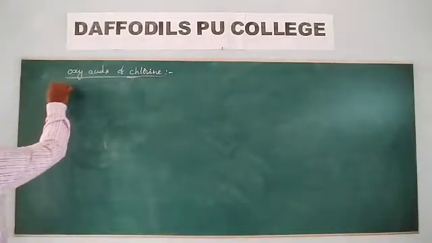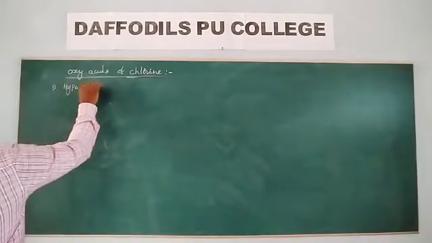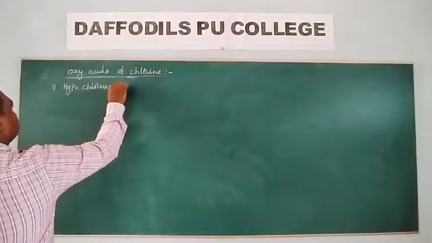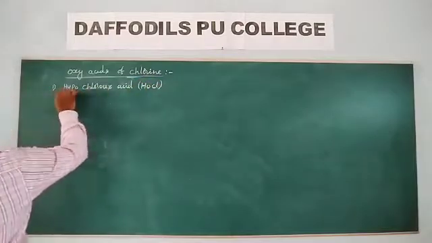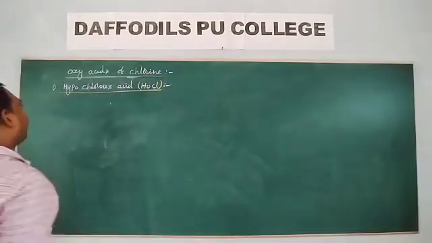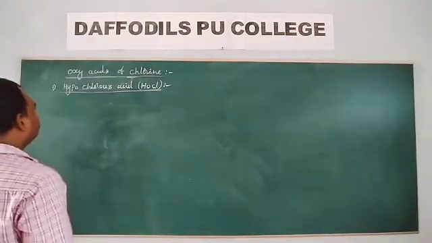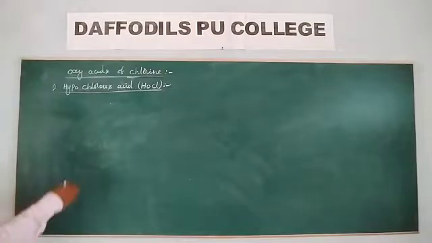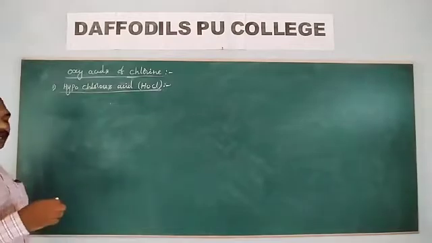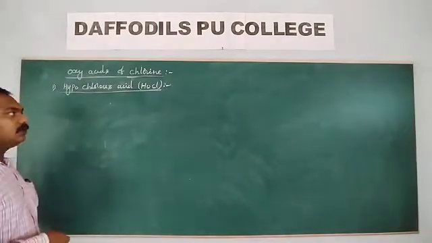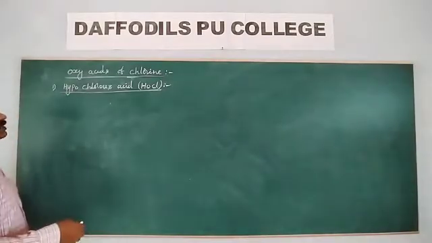First, I am taking hypochlorous acid. Its formula is HOCl. Especially in this part, we need to find out the hybridization. How many bonds are there? How many lone pairs are there? How many bond pairs are there? That part is important in this case.